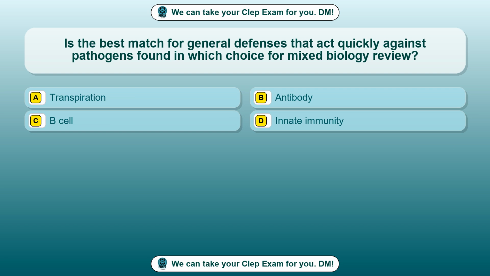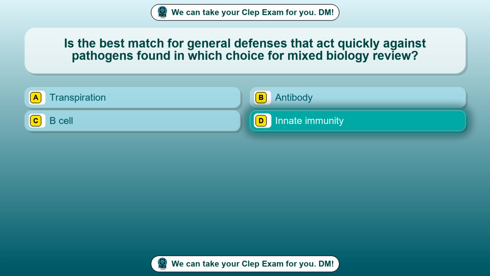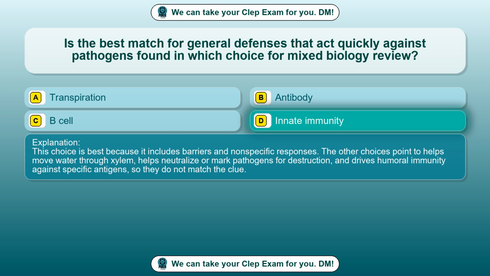Question 65. Is the best match for general defenses that act quickly against pathogens found in which choice for mixed biology review? Option A, transpiration. Option B, antibody. Option C, B cell. Option D, innate immunity. The correct answer is option D, innate immunity. This choice is best because it includes barriers and nonspecific responses.